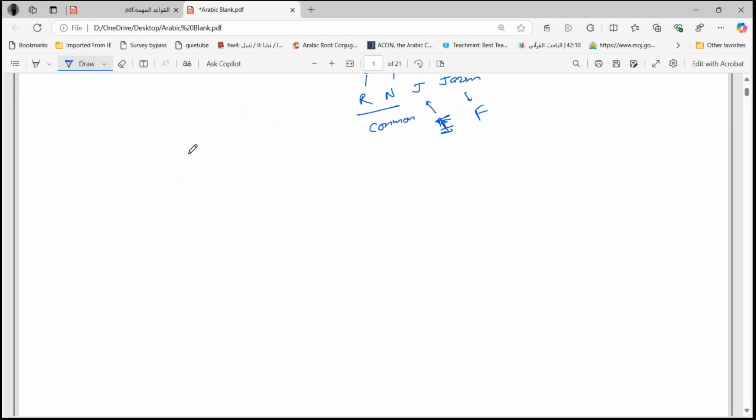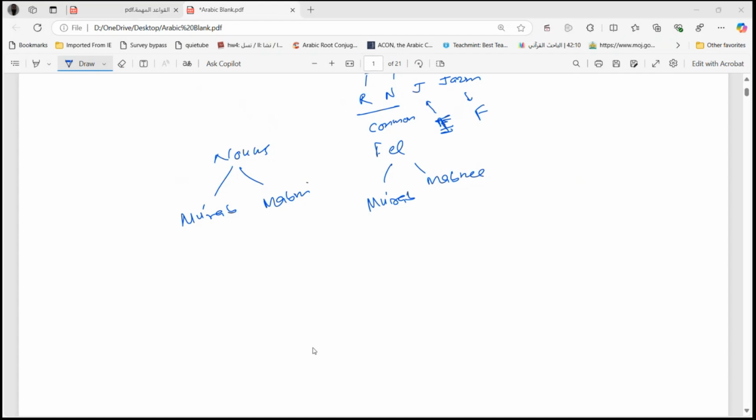So this is the reason it became important to understand that the nouns, likewise the fi'l, are divided into two types: Mu'rab and Mabni. It is a very quick revision, so that you understand the basics and become strong in what we studied in the last few classes. This is the absolute basic. So nouns, you have Mu'rab and Mabni. Likewise fi'l, you have Mu'rab and Mabni.